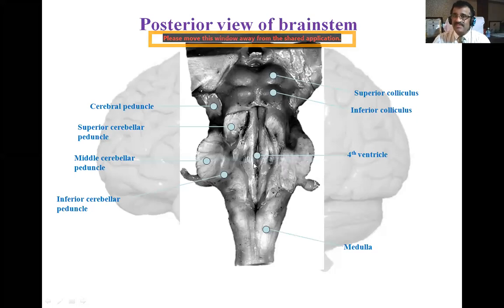Okay, and behind the medulla oblongata and in front of your cerebellum, there is a 4th ventricle. You can see the 4th ventricle. In this case, the cerebellum has been removed, so you can see the posterior side of brainstem this clearly. Okay, and below the 4th ventricle, we have a medulla oblongata.